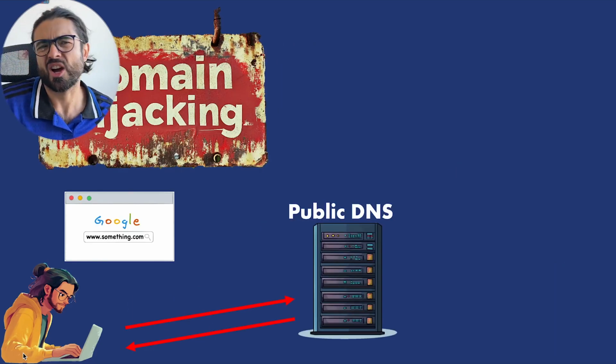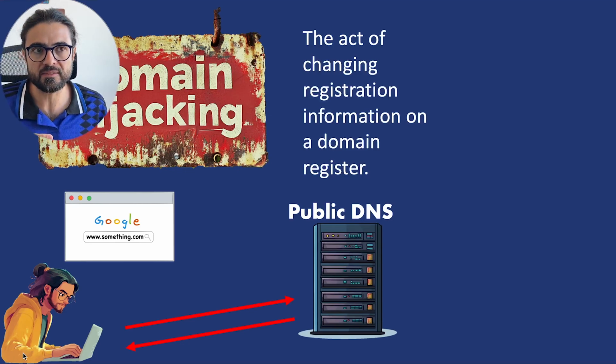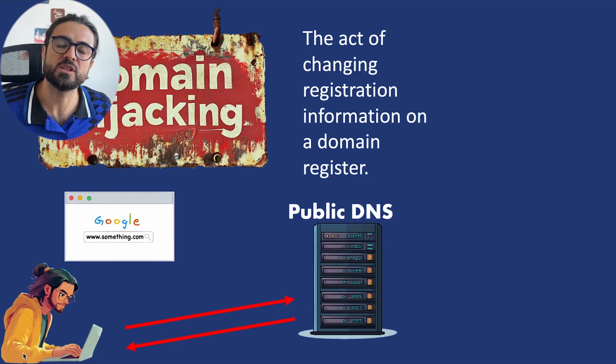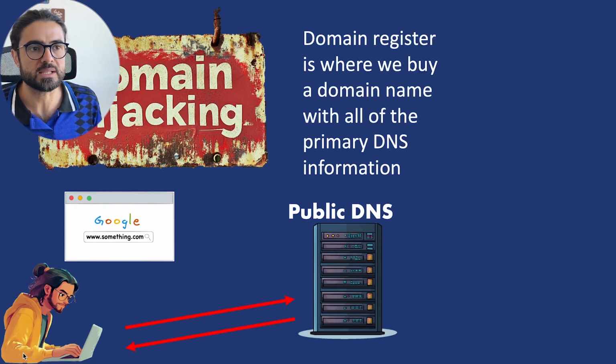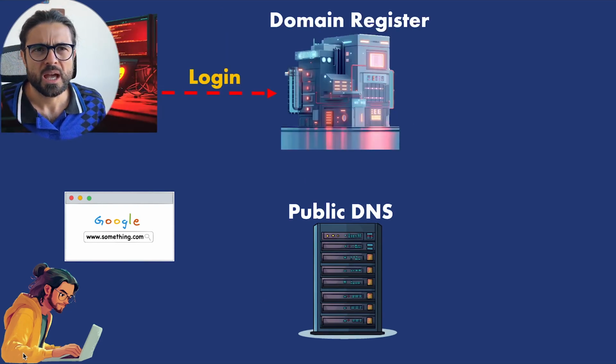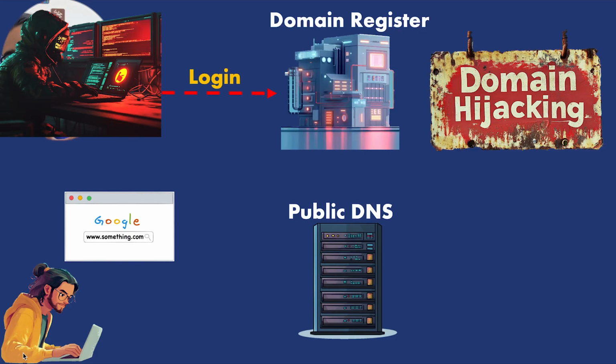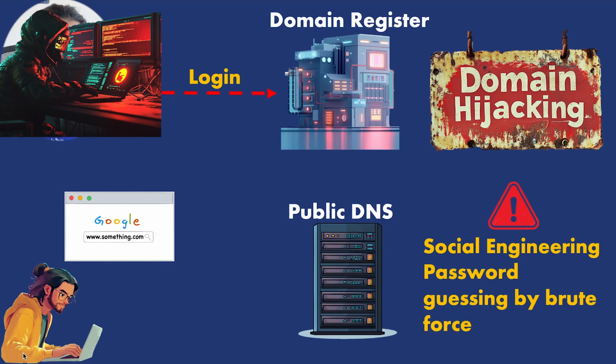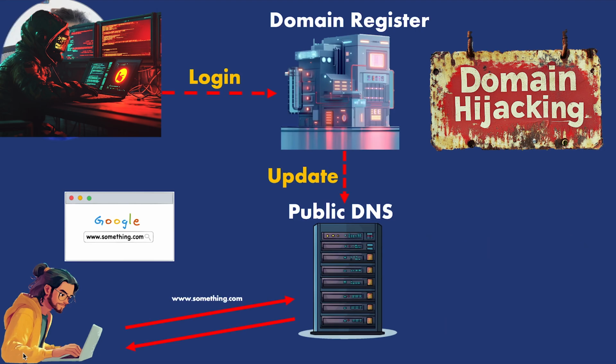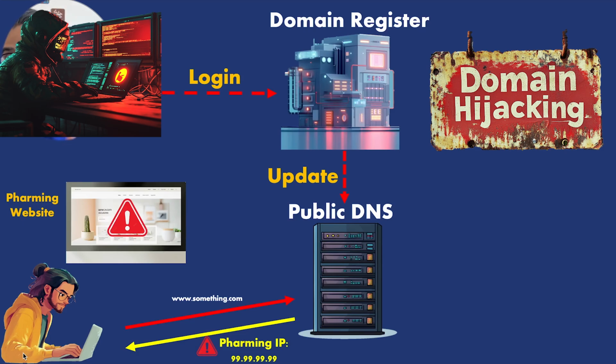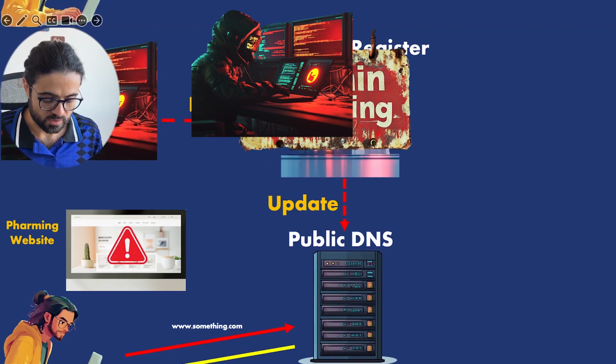The second one is DNS hijacking. So what is DNS hijacking? It's the act of changing all of that information in the domain registrar. And the domain registrar is the place where you can buy a domain. How does this one work? The attacker logs in to the domain registrar. How can they do that? Social engineering, because they need the credentials, or brute forcing, password guessing, all of those things. They get inside, update the false information in the domain registrar, and when the update goes to your public DNS, unfortunately, you'll be redirected again to the pharming website.